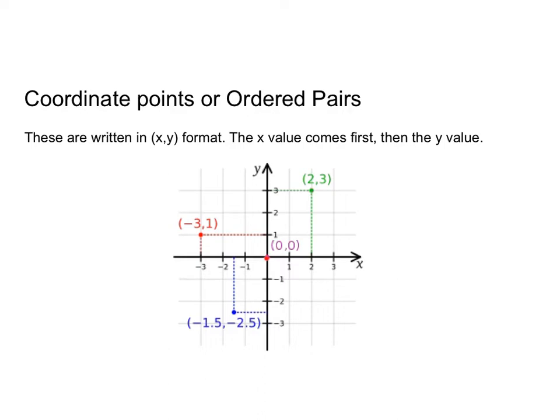Point 0, 0 is in the middle. Now this point here, negative 1.5 and negative 2.5. Well, you start with the X value, which is the x-axis, and you move left 1.5, and then you go down to negative 2.5, and that's where you find that point. This point here, negative 3, 1, again, you start with the X value, so you go to negative 3, and then it's positive 1, so you go up to positive 1, which is the corresponding Y value.